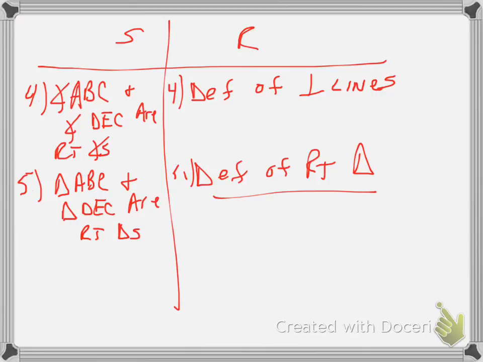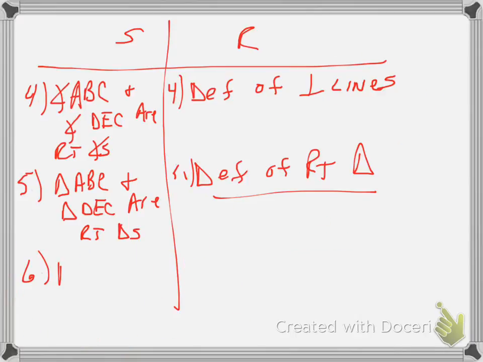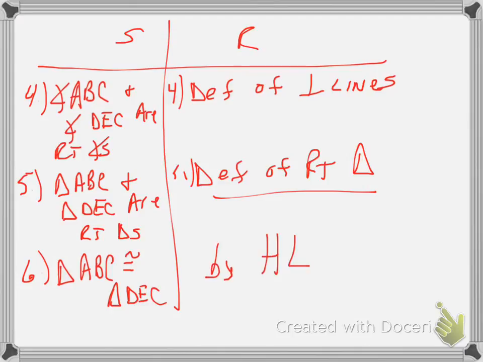Once I've stated that they're right triangles, now since I already have back over here my hypotenuse and my leg right there, I can go ahead and state triangle ABC is congruent to triangle DEC by HL. Okay, you don't need the "by" there, but you know what I mean.